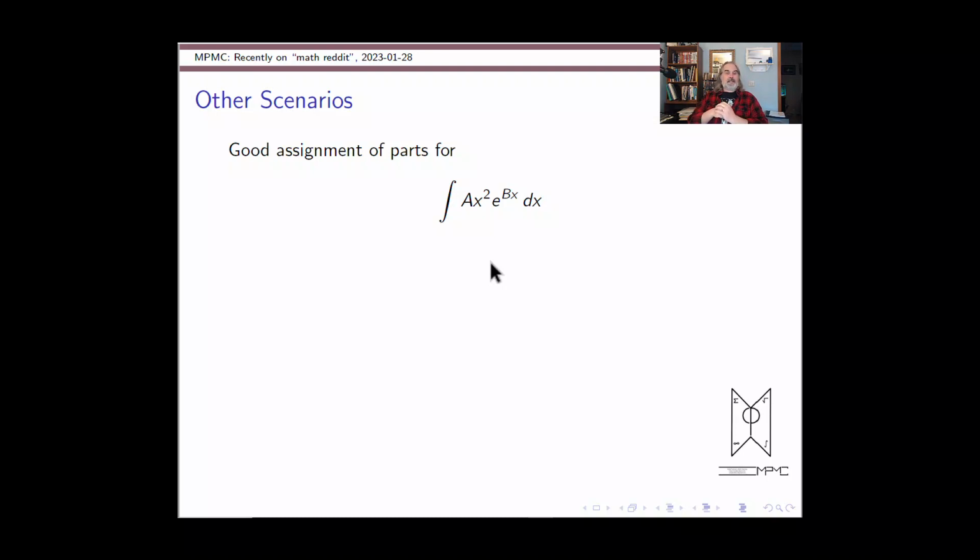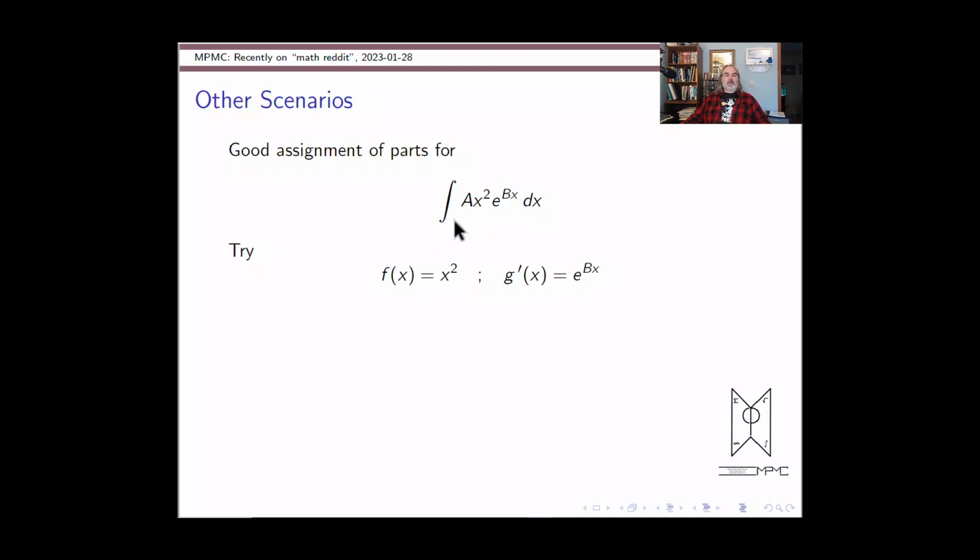Do we want to trade the x squared for its derivative, or do we want to trade the e term for its derivative, requiring us to upgrade x squared to its antiderivative in the new integral? Well, the antiderivative of x squared is x cubed, and we're still going to be retaining the exponential function. So we certainly don't want to convert this into an integral of something related to x cubed e to the bx.